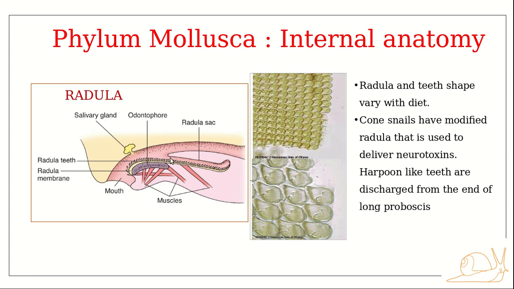Almost all the mollusks, except for the bivalves, do possess the radula as a part of their digestive system, the alimentary canal. In cone snails, which are venomous snails, they have a modified radula that is used to deliver neurotoxins onto the prey. Harpoon-like teeth are discharged from the end of the long proboscis in the case of cone snails.